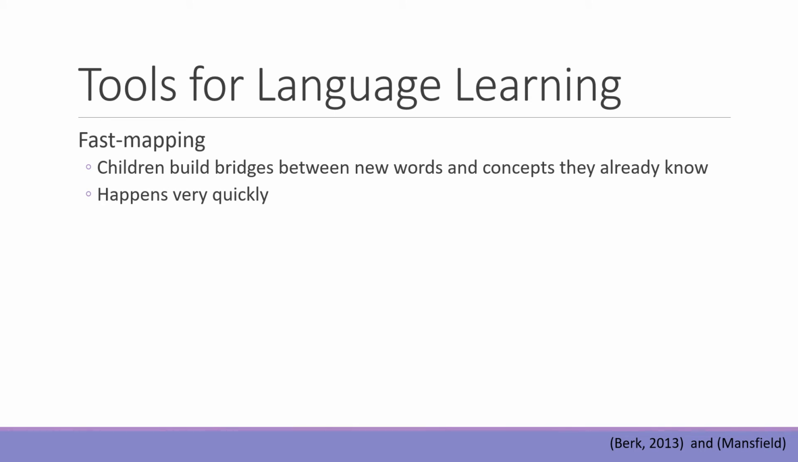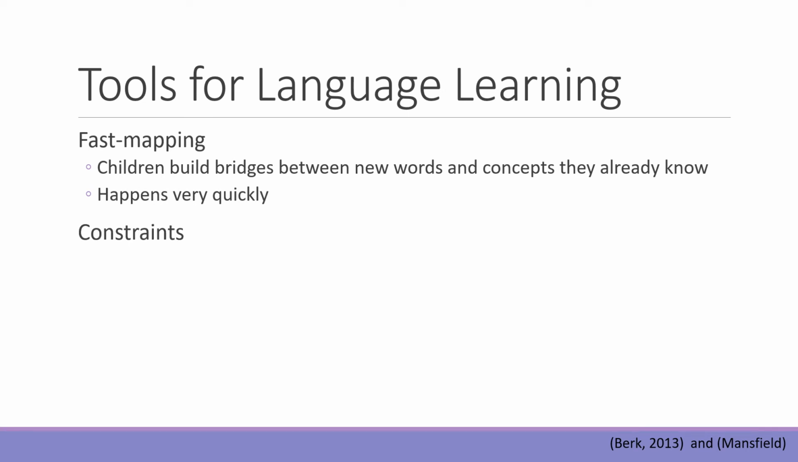Burke refers to fast mapping as the ability of children to build bridges between new words they hear and concepts they already know. They can do this even with only a quick experience with the word, such as an adult mentioning it in passing. Children get better and better at fast mapping as they age, and by the time they're in preschool, they can even fast map multiple words at once.